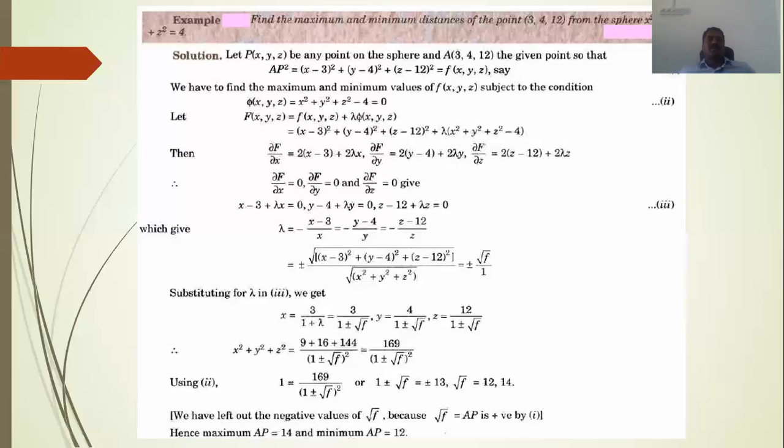Pull out lambda from that. So lambda equals (x minus 3) by minus x from the first one, (y minus 4) by minus y from the second one, and (z minus 12) by minus z from the third one. All the three are equal. Okay, right.